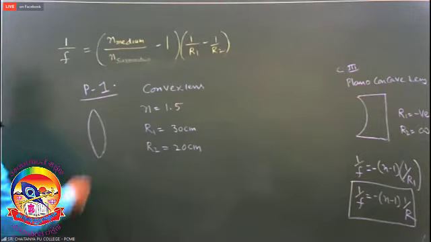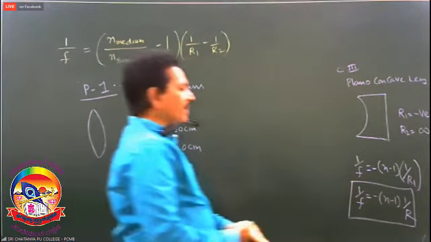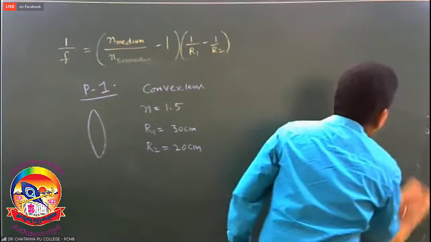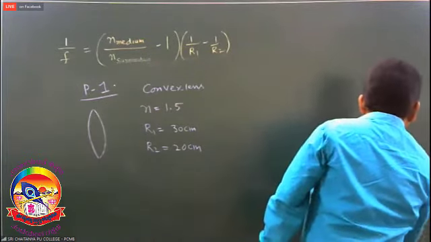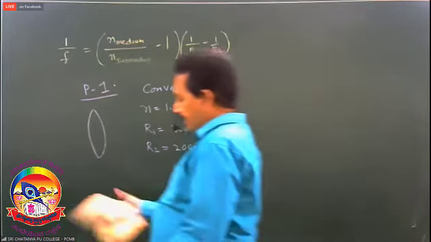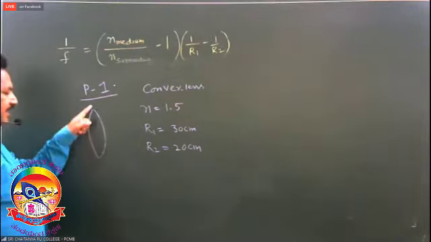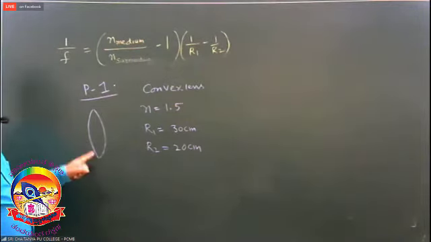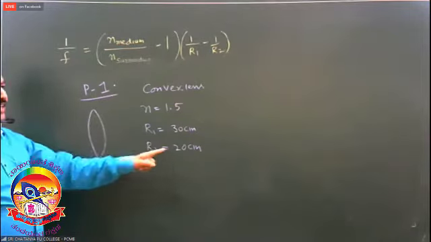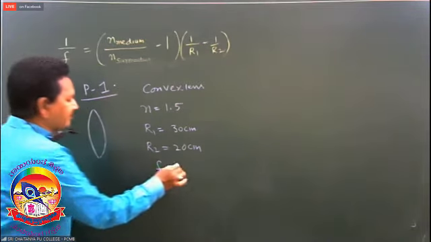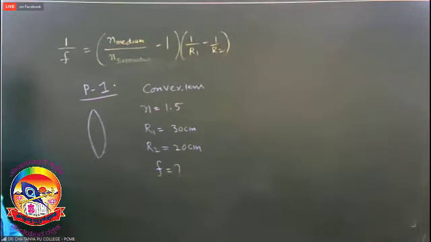The problem is there is a convex lens made of a material whose refractive index is 1.5. The radius of curvature of the first surface is 30 centimeters. The radius of curvature of the second surface is 20 centimeters. You are asked to calculate the focal length of the lens.